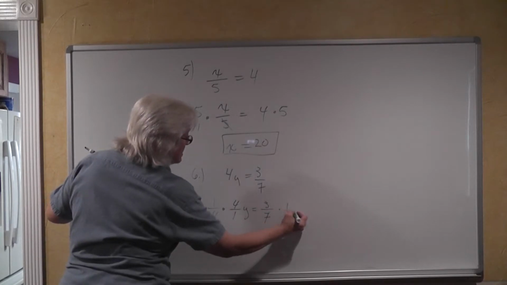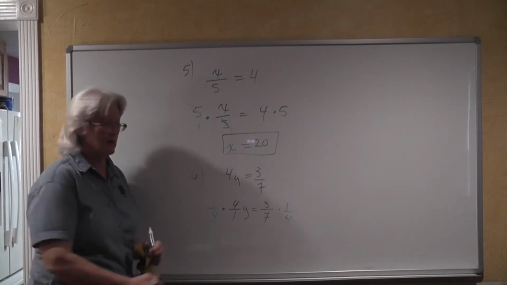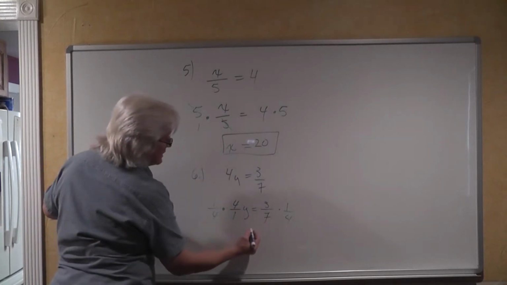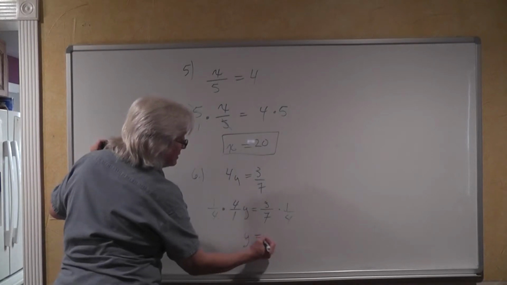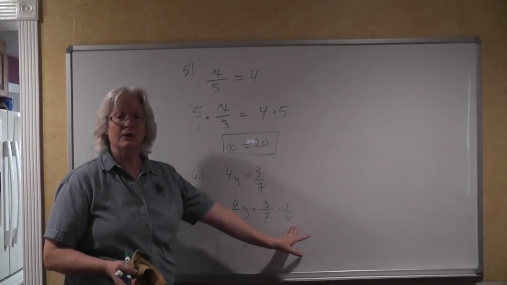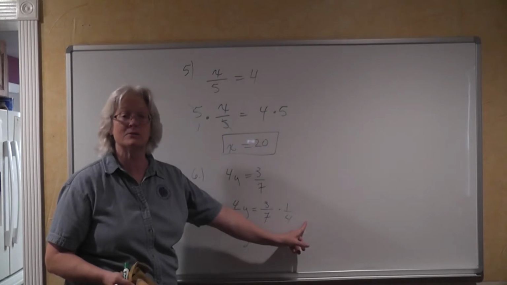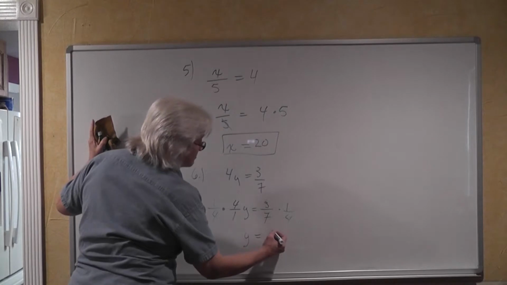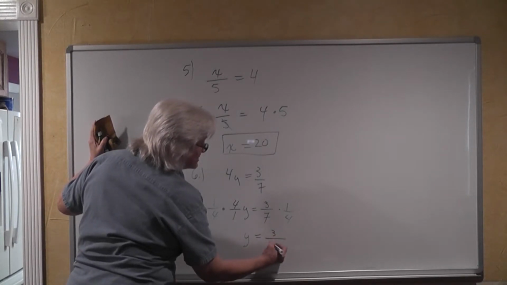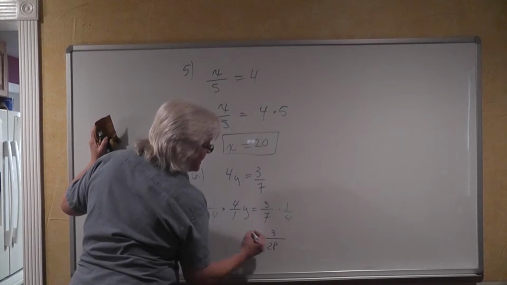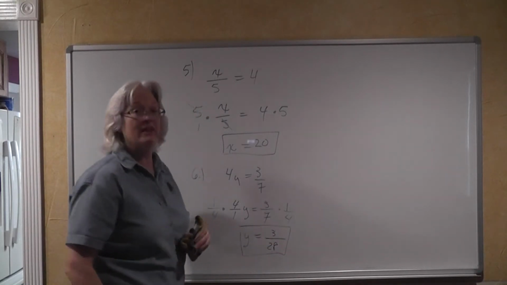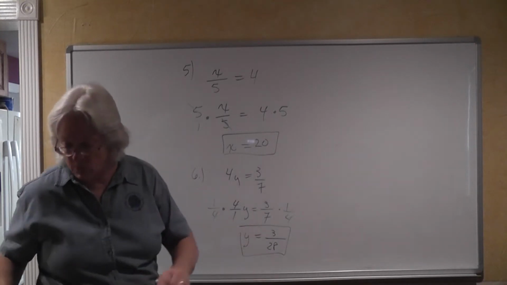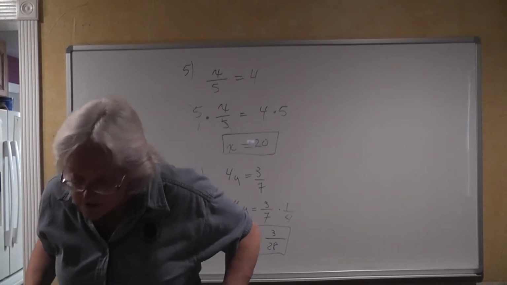Multiply both sides by 1/4. 1/4 times 4 over 1 is 1. So on our left-hand side of this equation, we have y. Now, on the right-hand side of the equation, we have 3/7 times 1 over 4. Multiply the numerators, 3 times 1 is 3. Multiply the denominators. 7 times 4 is 28. And there are no common factors. And what we have here, we see our solution is y is equal to 3/28.